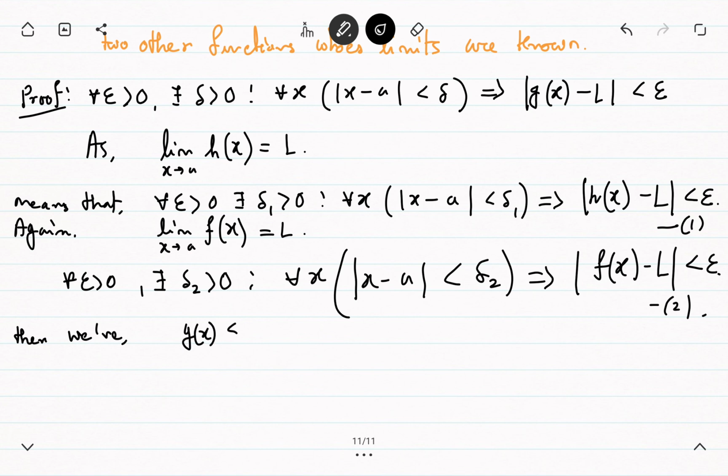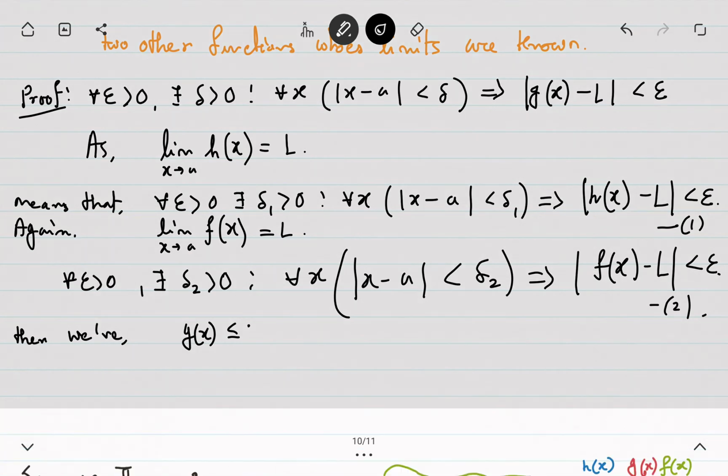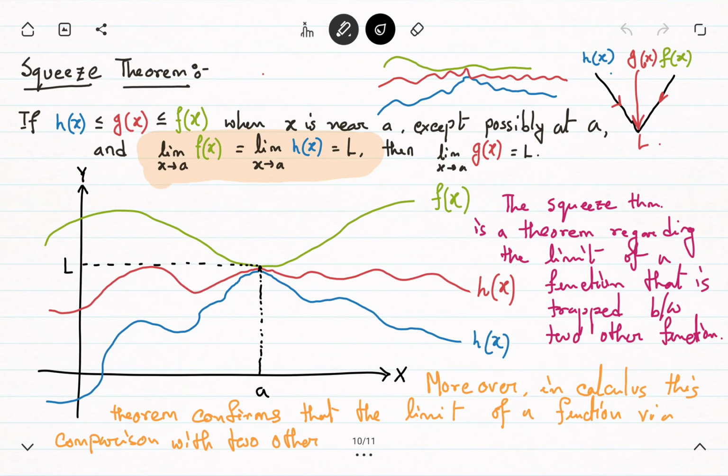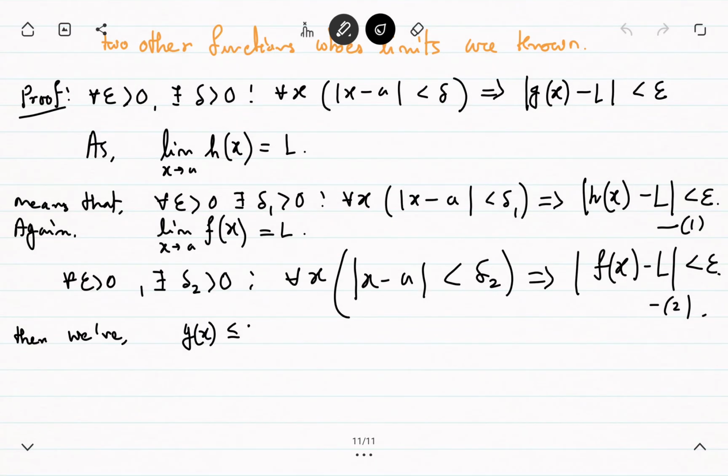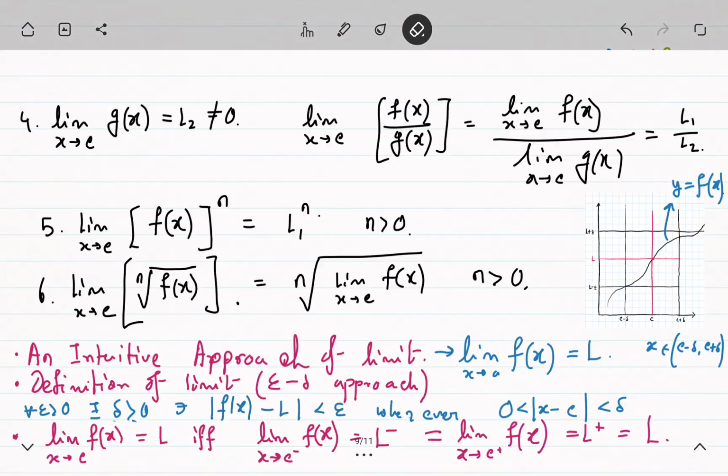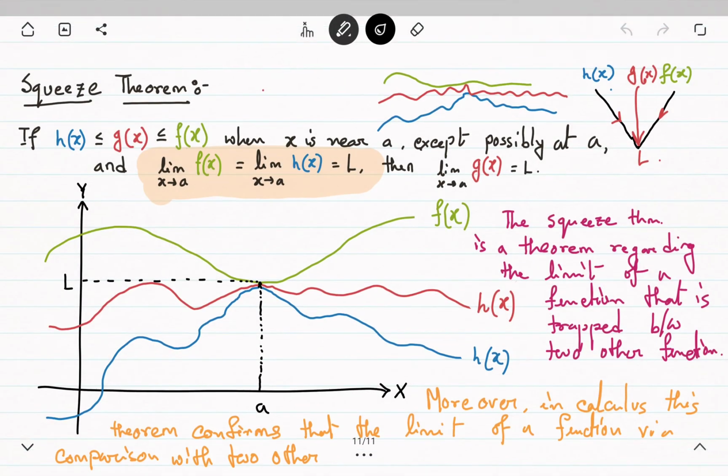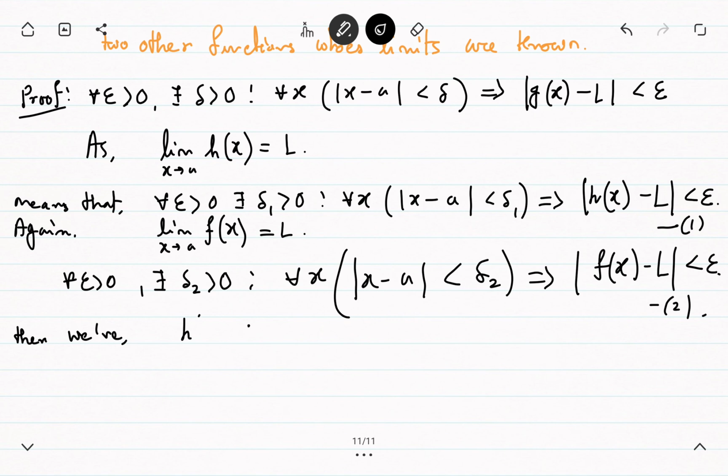So we have h of x less than g of x less than f of x. Here h of x is the lower function, f of x is the upper one, and here g of x is in between. So this is given to us.